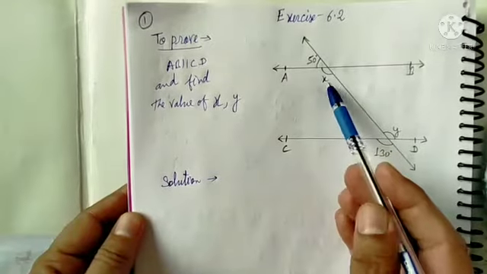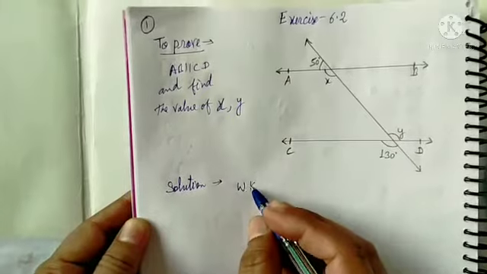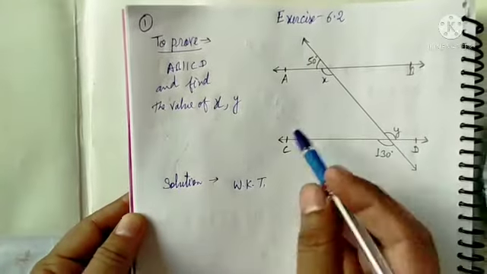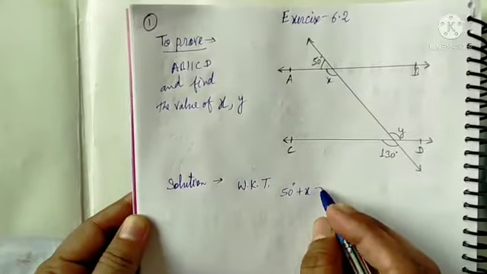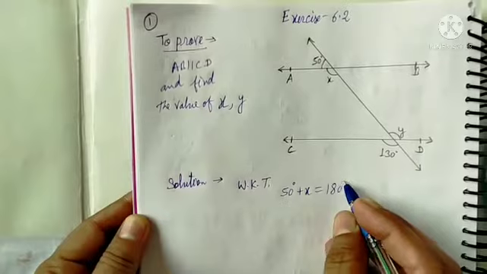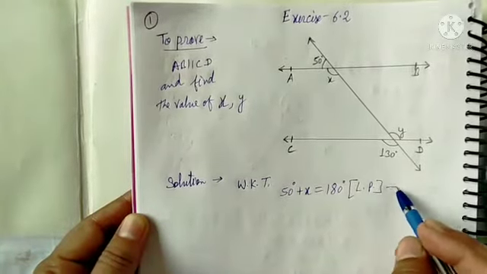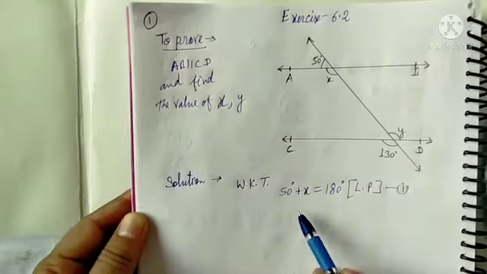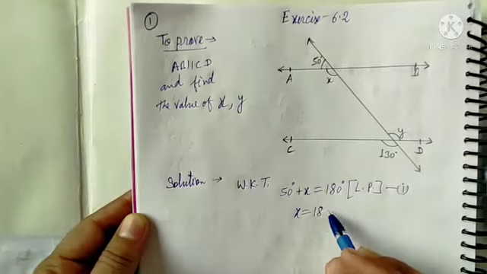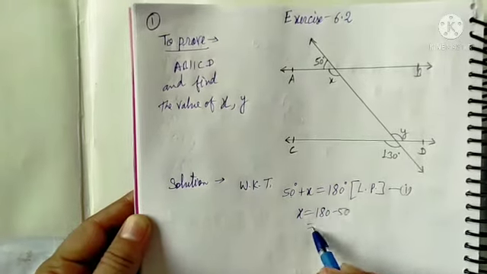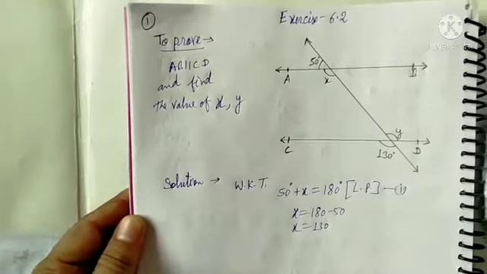First of all, you can see here 50 and x. What is the relation between 50 and x? Yes, you know. We know that 50 degree plus x is equal to 180. What is the reason? Linear pair. Then 50 will go that side, then x is equal to 180 minus 50. And what will come here? 130 degree. x is 130 degree.